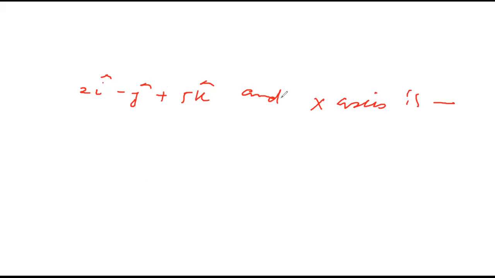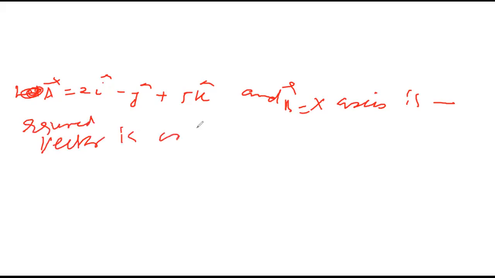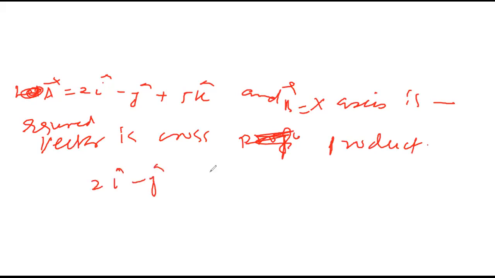Chalo, use your brain a bit now. Which is that vector which is perpendicular to both the vectors? Cross product. Very good. So if I call this A bar and the x-axis B bar, then the cross product of the two is perpendicular to both vectors. So the required vector is the cross product. That means it is 2i cap minus j cap plus 5k cap cross with the x-axis.